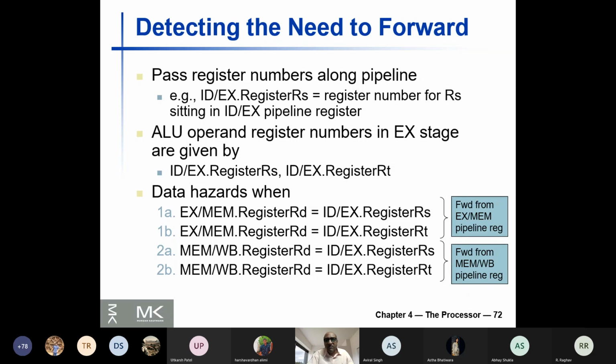You can solve it by using forwarding. So this is the primary condition required to check whether the hazard is there or not, to detect the data hazard, right?